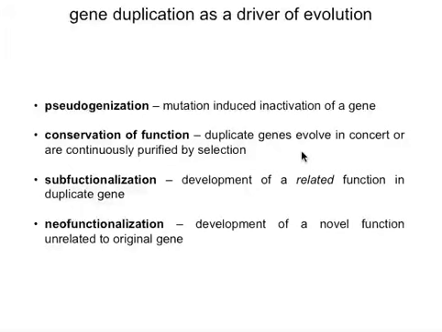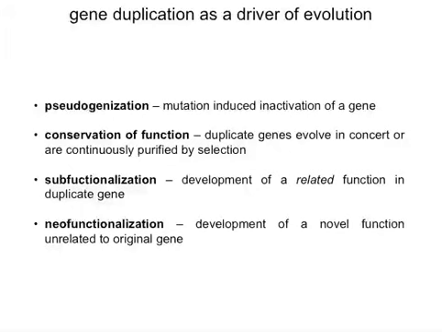Deletions, frame shifts, etc. There are also duplication events that result in a conservation of function. In this case, the duplicate genes evolve in concert, or else they are continuously purified. That is, their sequences are maintained as identical or close to identical by purifying selection, because having duplicates that are identical has some powerful selective advantage. Having twice as much of the gene product, for example, confers a selective advantage, and so you want to maintain that.